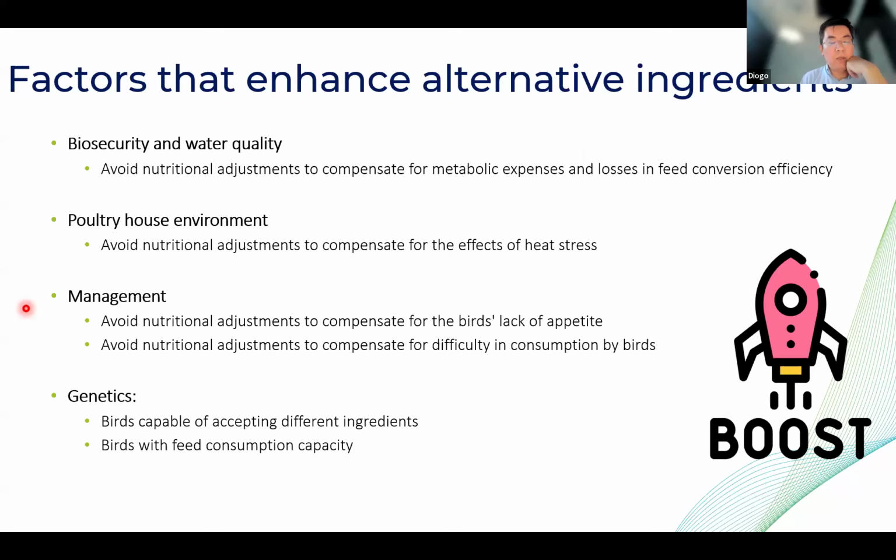Management, because if we see that after we include some new ingredient, we have a decrease in feed intake, we need help from the farmers to increase the feed intake again. And from the genetics side, we are always looking for birds capable of accepting different ingredients and also birds with feed consumption capacity.